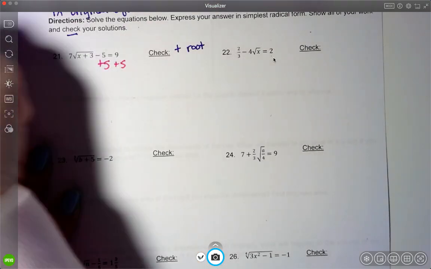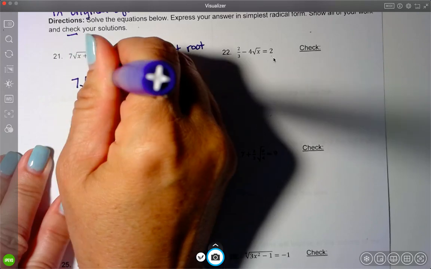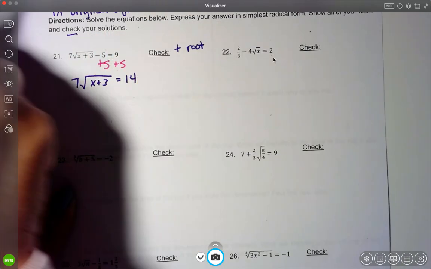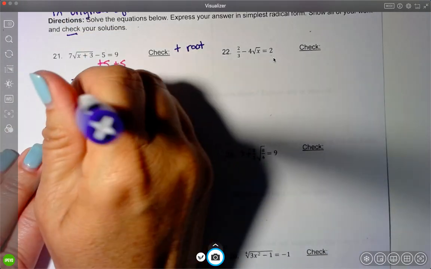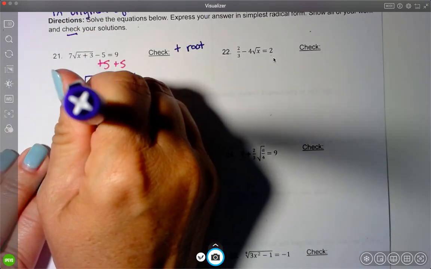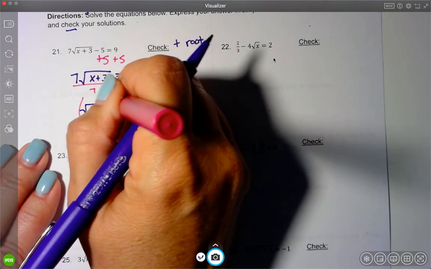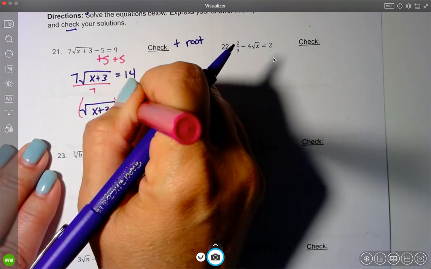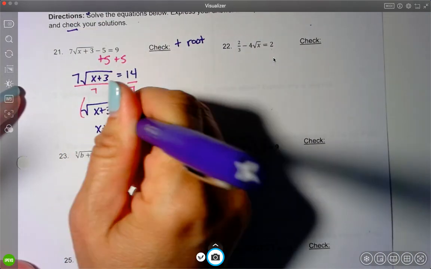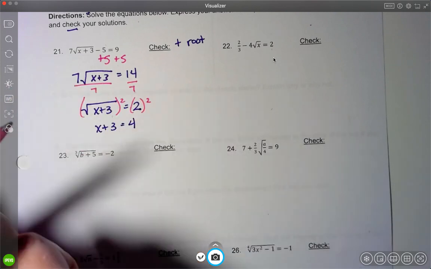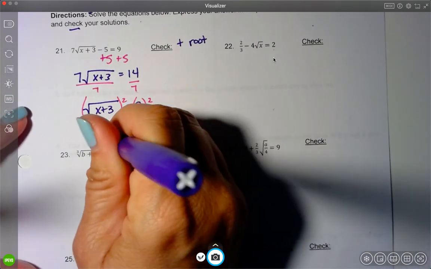So I have 7 radical x plus 3 equals 14. Go ahead and divide by 7. Get the radical by itself. So I have square root of x plus 3 equals 2. I'm going to square both sides. And then I have x plus 3 equals 4. And then I get x equals 1.